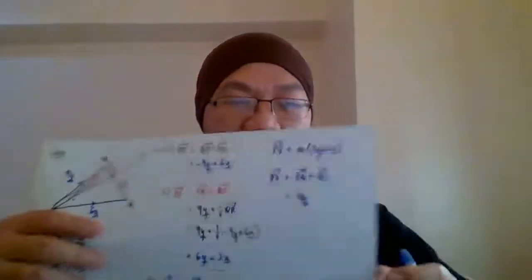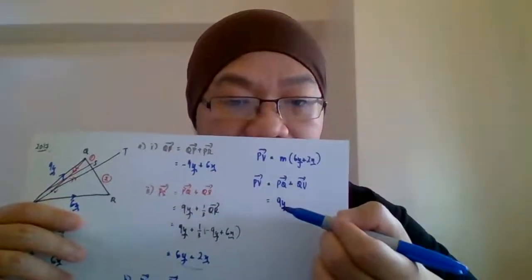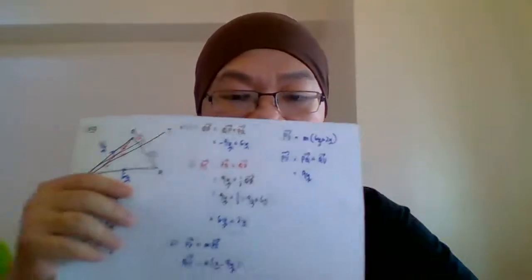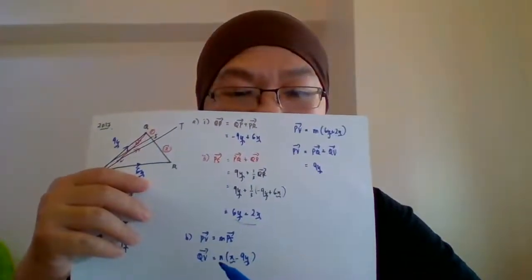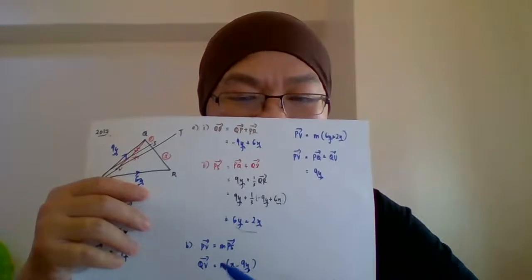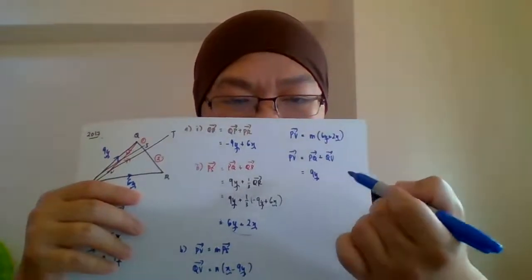PQ is 9y. And your QV, you see here, the PQ equals 9y. The QV is given from here. QV equals what? n bracket, right? Just cut and paste this information and put it here. So it becomes plus n bracket x minus 9y.